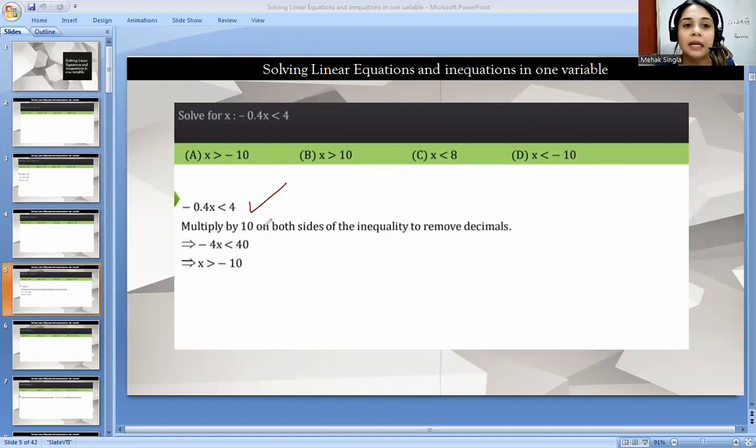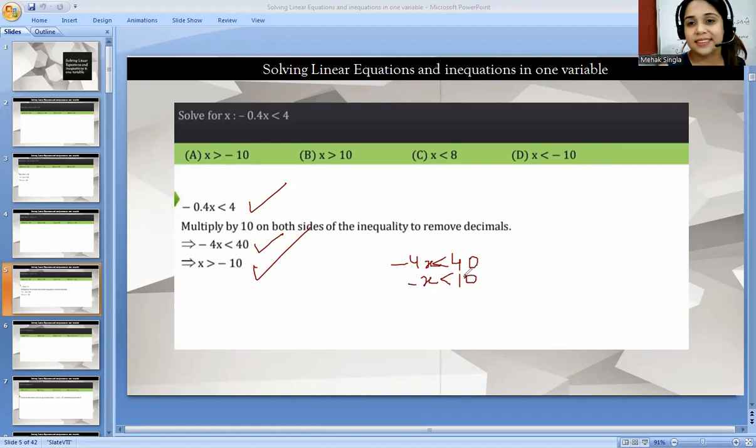Let me multiply 10 on both sides. What am I going to get then? Minus 4x less than 40, correct? And this way you can find the value of x by taking 4 on the other side first. Now let me explain the step. Since you had minus 4x less than 40, you're going to get minus x less than 10, isn't it?